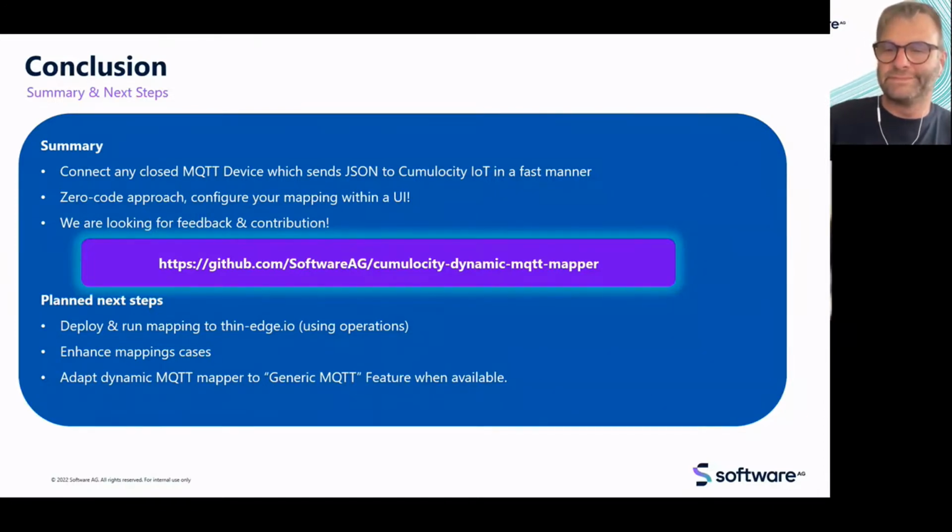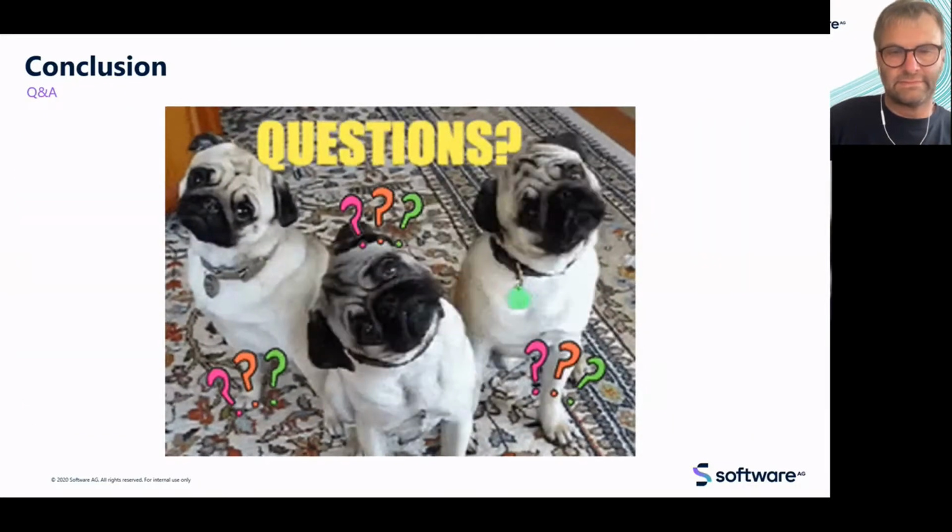And of course, once we have the details of how the generic MQTT feature will look like and what the interfaces are to connect to the generic MQTT feature of Cumulocity IoT, we will then adapt the MQTT mapper as well, so we can use it with the pre-built feature of Cumulocity. So that's everything we have from our side.